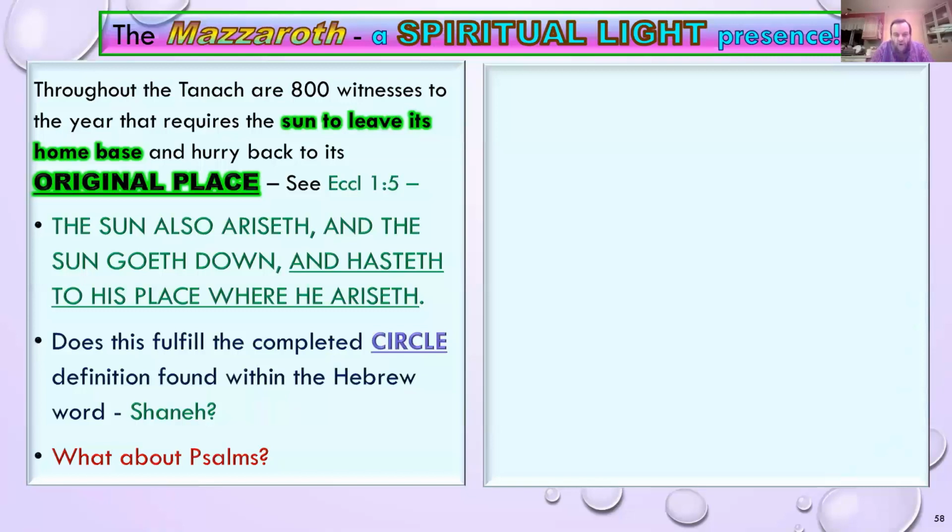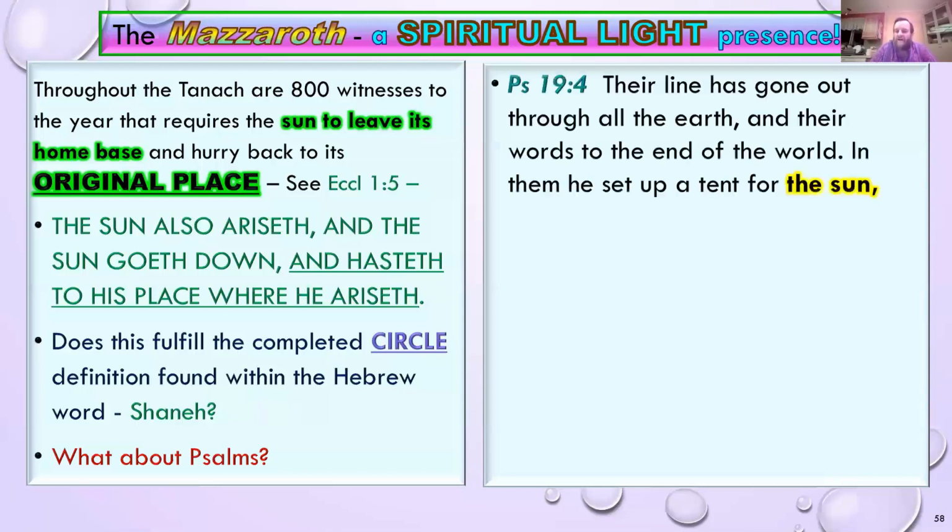This is Yahuwah's designation of a 360-degree completed circuit from point of origin to point of origin. It goes around 360 degrees. And this is going to become very, very important here shortly. Does this fulfill the completed circle definition found within the Hebrew word shaneh? What about Psalms?